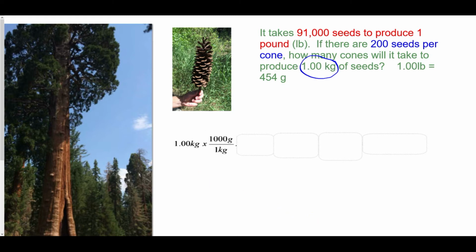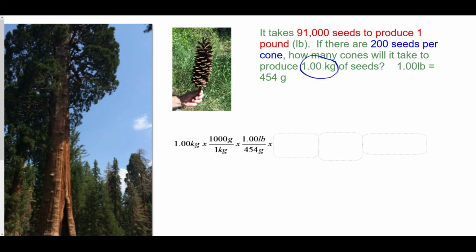If we look at our conversion factors available to us, we have seeds to pound, seeds per cone, and pound to gram. But we don't have anything for kilograms, so we need to start by changing kilograms to grams using our conversion factor. Once we have grams, we can use this conversion factor, which is an equality in the problem. That gets us to pounds.